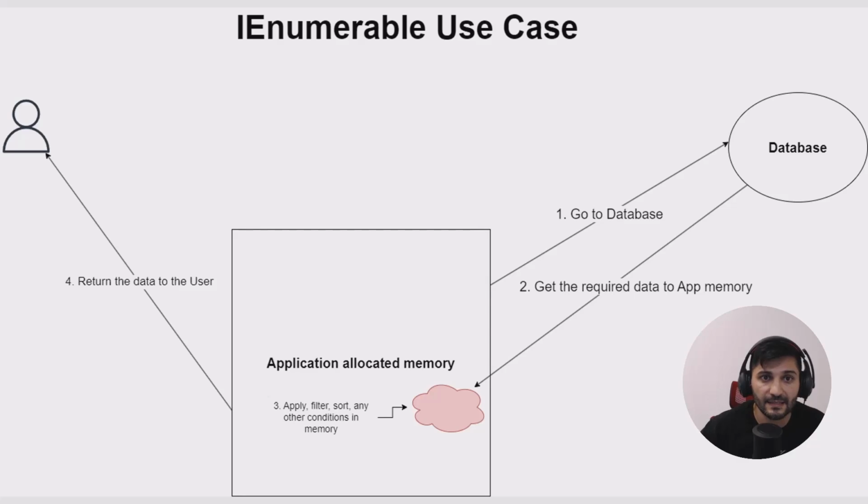So let's see the IEnumerable use case. As a user, I am providing some query. This is our application, the application's allocated memory. This request will go to the database. From the database we get all the required data, but we apply filtering, sorting, and other conditions only in our application memory, because we retrieved the information as enumerable data from the data source, and unfortunately all the filtering and sorting will be done in our application memory. And the last thing, we return data to the user.